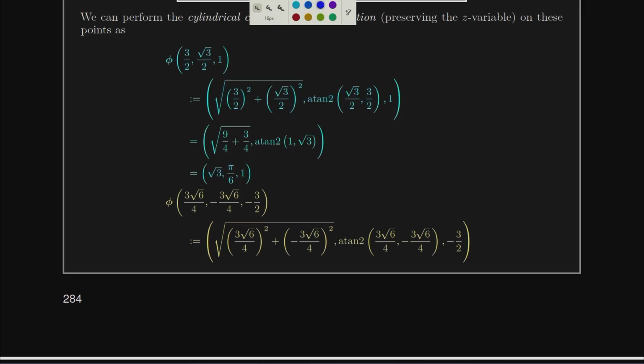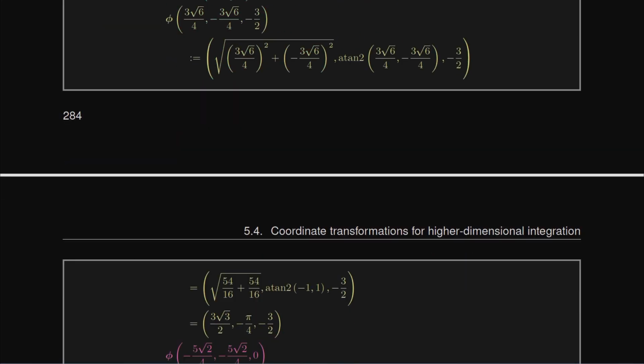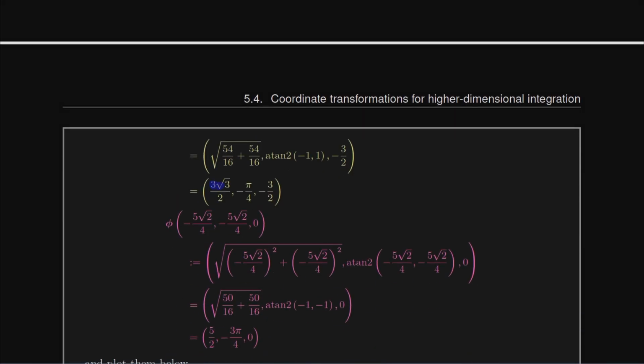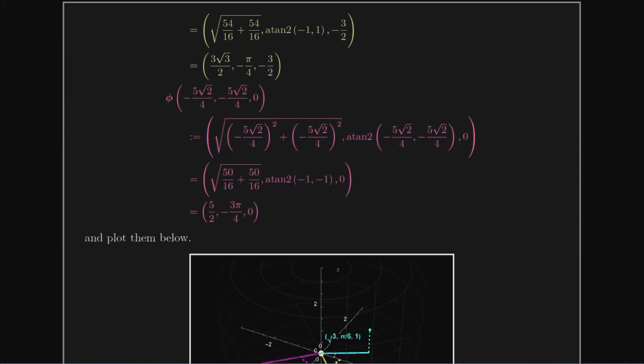In the second case, it's going to be the same. I'm going to take the x and the y coordinates, square both of them, add them together, and take the square root for the radius, and I'm also taking atan2 of y and x. Meanwhile, the z coordinate is just coming along for the ride, so it does not change at all. We get a radius of 3 root 3 over 2 and an angle of negative pi over 4, as well as that z variable that just came along for the ride.